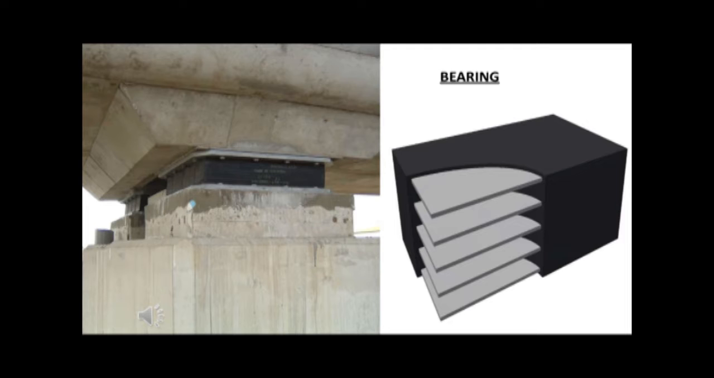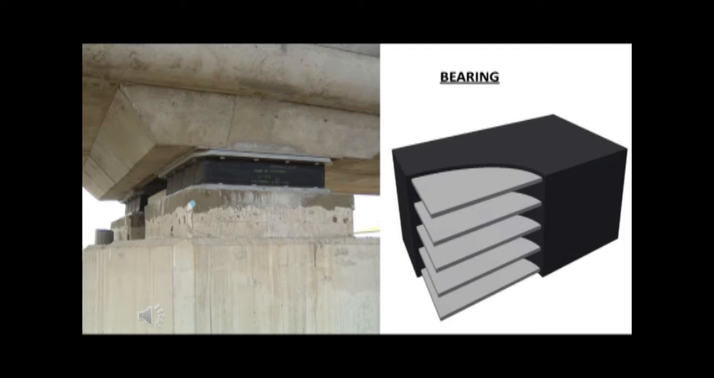Here we are seeing a neoprene bearing. It is sheets of iron plates embedded in the pads of neoprene. The pad of neoprene dampens whatever impact or resonance is created in the bridge, and it helps the bridge to stay strong and serve its stability.